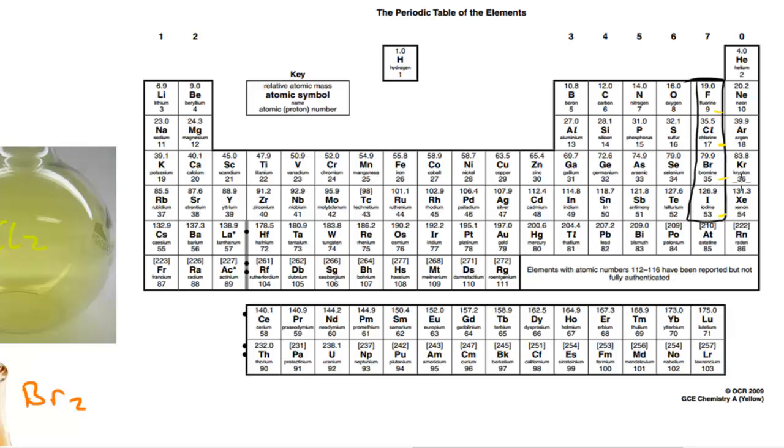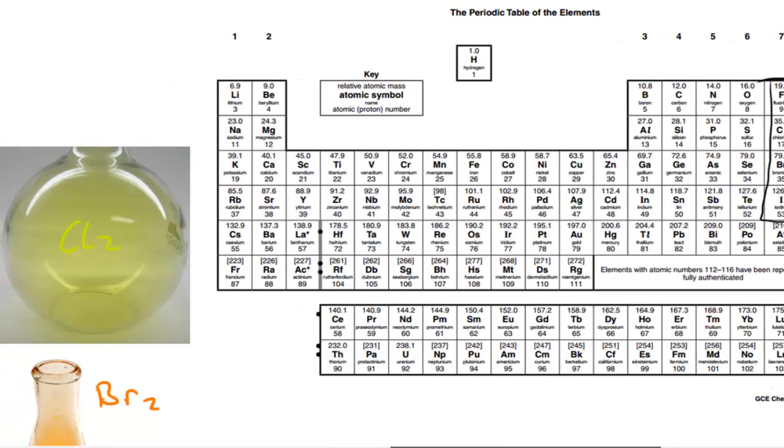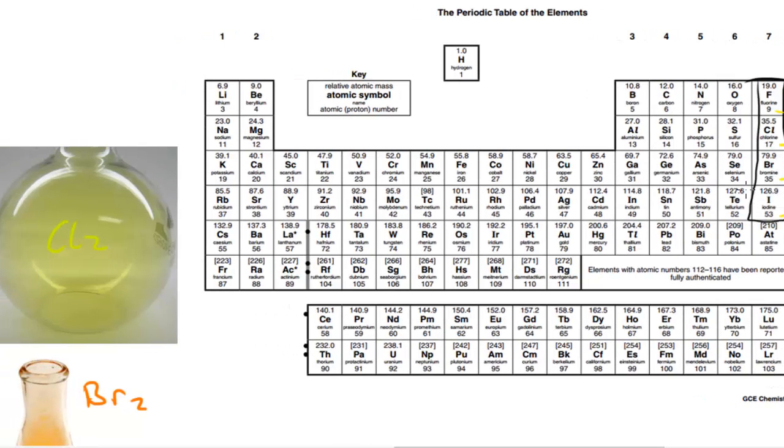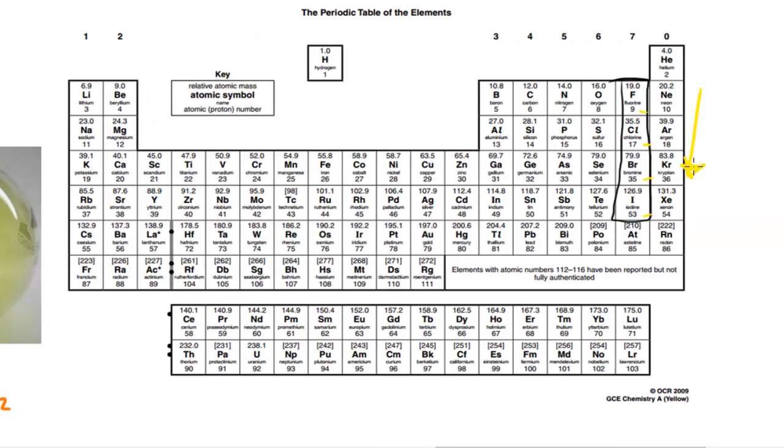And so this is why iodine is solid, bromine is liquid, and chlorine and fluorine are gaseous, because of the increasing van der Waals forces as you go down a group.